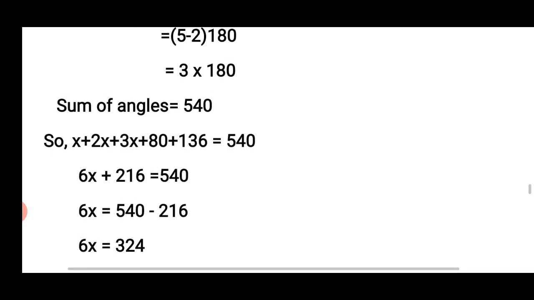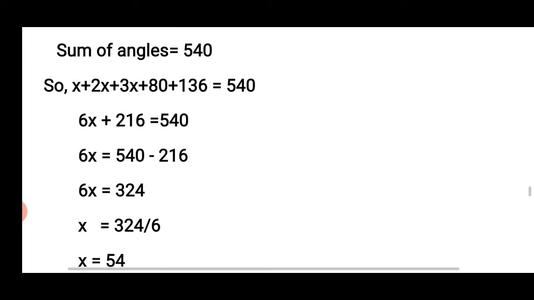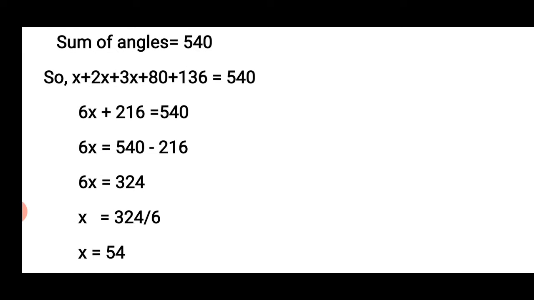Now we collect like terms by transferring 216 to the right side. 216 is carrying a positive sign at the left side. On getting to the right side, the sign will change to negative. So our 6x is equal to 540 minus 216.